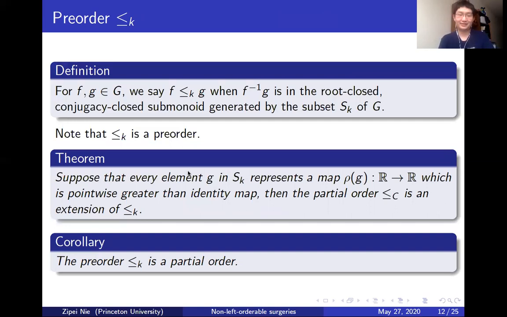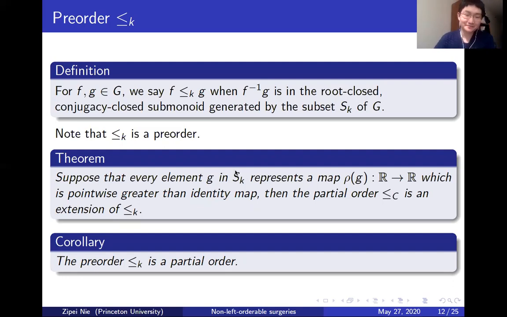Now we are going to construct another order here. If we have a subset S_k of G, any subset, we can define a pre-order where f is less than g under order k if and only if f inverse g is in the root closed, conjugacy closed submonoid generated by S_k. And this order satisfies that it is invariant under left multiplication and right multiplication, and also a root closed condition for that.